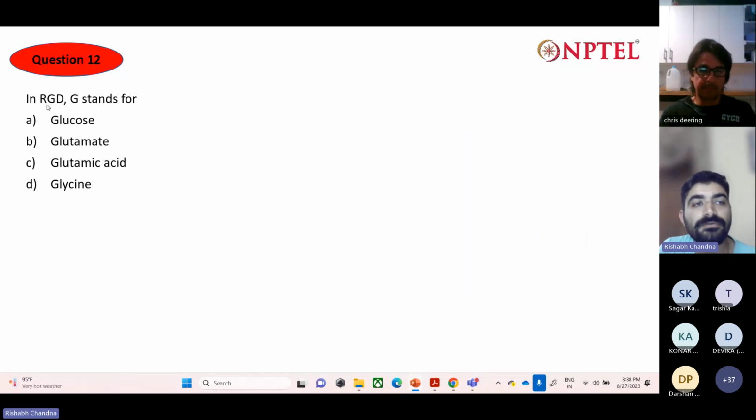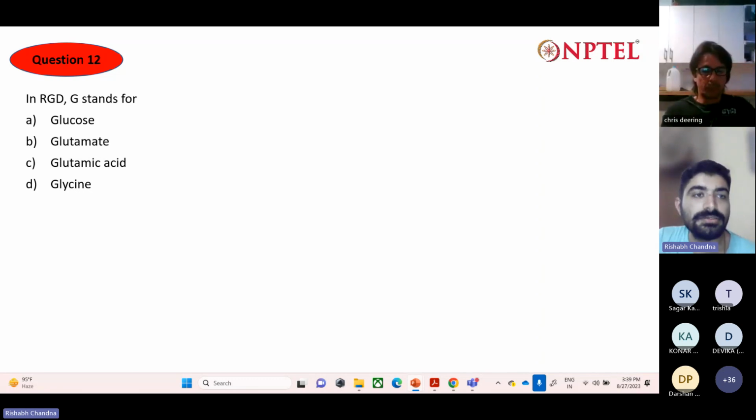So there is a motif called RGD. In that, G stands for? Can anybody take a guess? Anybody knows about RGD? So he or she can take a guess. Is it glucose, or glutamate? But where exactly RGD is used, I don't really know.